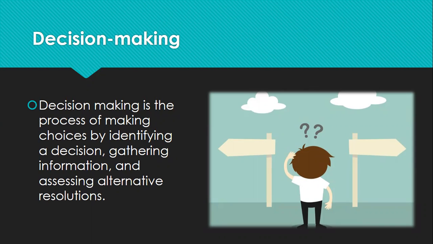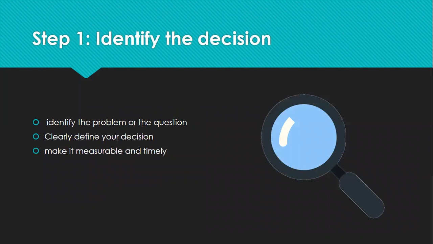The decision making process, like other processes, consists of several steps. Actually, there are seven of them, so let's look at them. In step one, you need to identify your problem. You need to identify the problem or the question which you need to understand and solve. The main point here is to clearly define your decision.